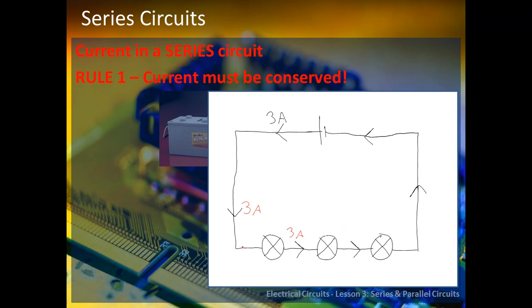Again, there's no option for any of the current to leave between this arrowhead and the next. So we've still got 3 amps, still nowhere for it to go. All of our arrowheads should be labelled with the same amount. That is how a series circuit works. So one of the additional rules is that current is the same at every point, and that only applies in a series circuit.